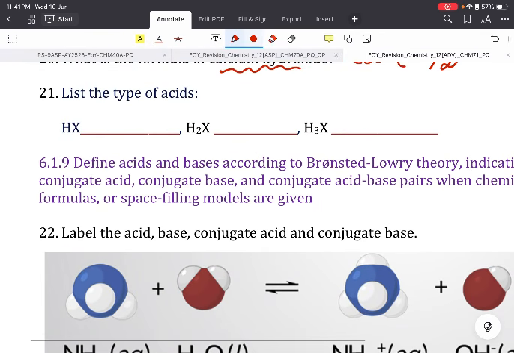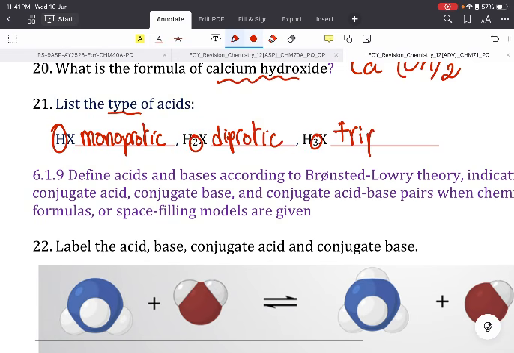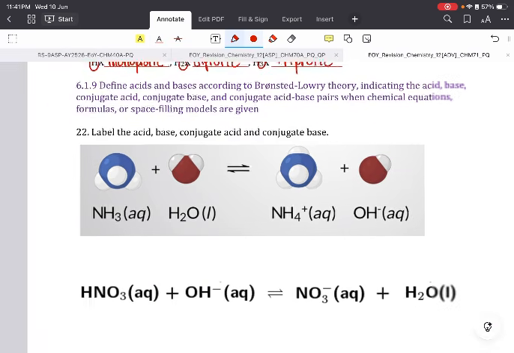Now, list the type of acids. When they ask me the type of acids, I'm gonna list this one as monoprotic, because I have one H in it. An H is called a proton, so that's why we call it monoprotic. The second one has 2 hydrogens, 2 protons in it, so I'm gonna say diprotic. The third one has 3 protons in it. It is triprotic acid.